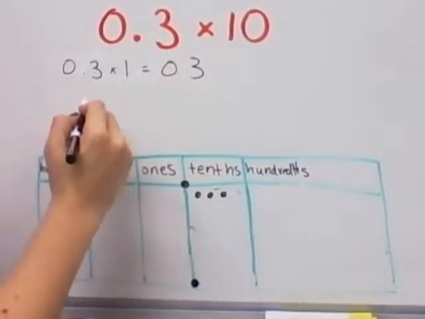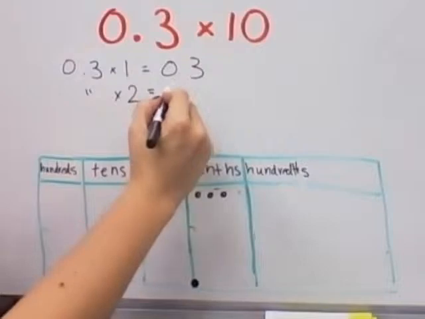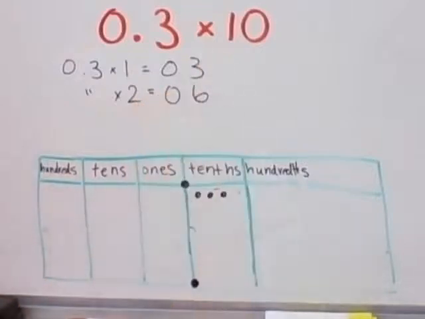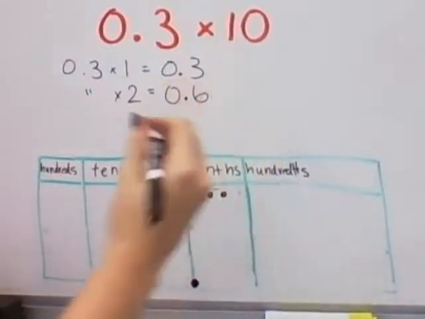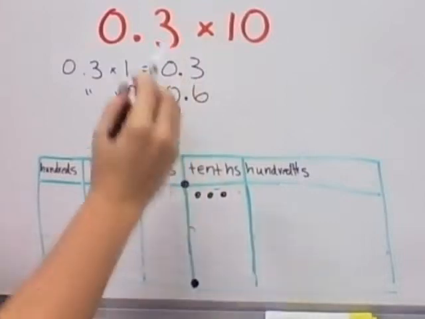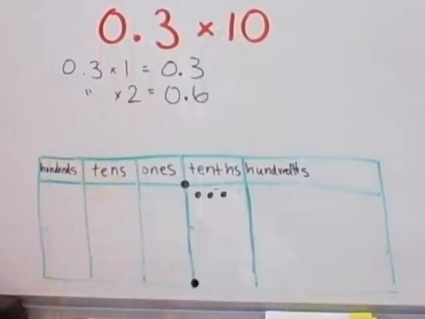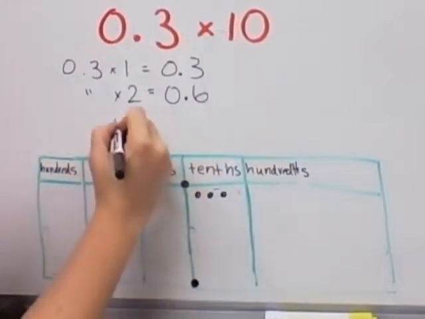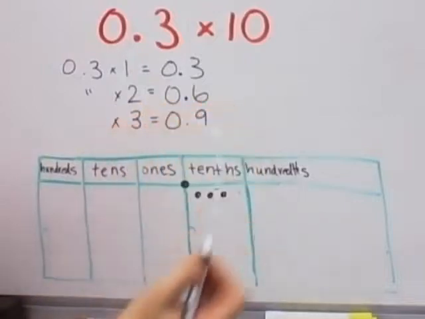So continuing that same pattern, 3 tenths times 2 would equal 6 tenths. We talked about thinking about this count as if you were counting by threes, but since we're not counting 3 whole, we wouldn't count 3, 6, 9, 12. We would count 3 tenths, 6 tenths, 9 tenths, 12 tenths, 15 tenths, and so on. So continuing that same pattern, 3 tenths times 3 would be 9 tenths.